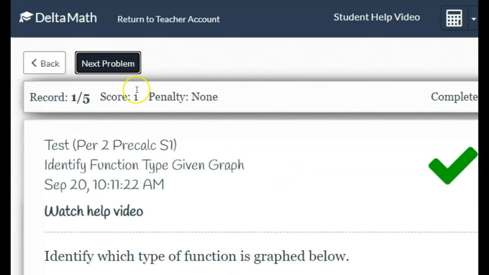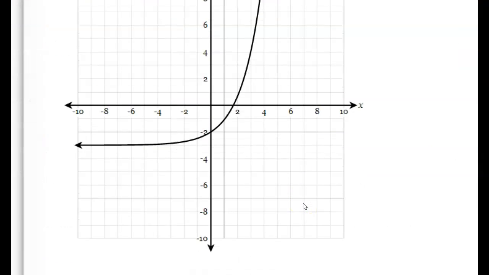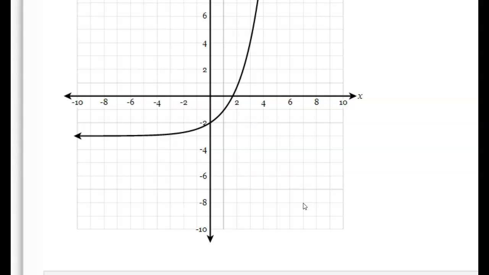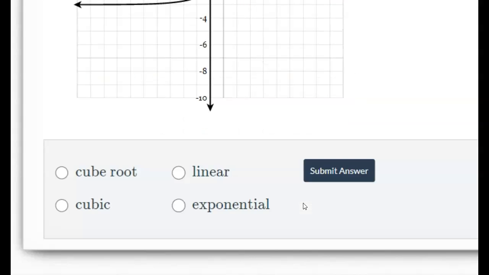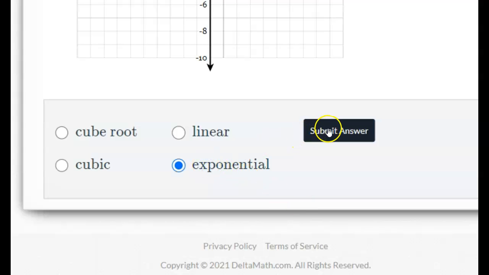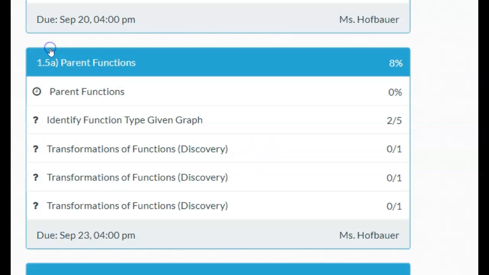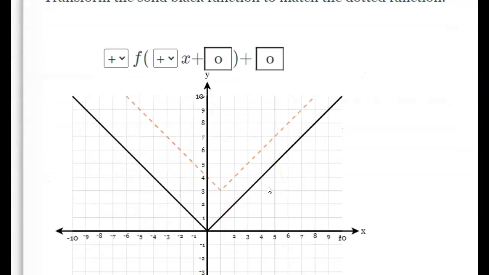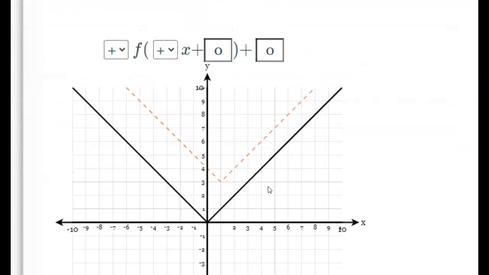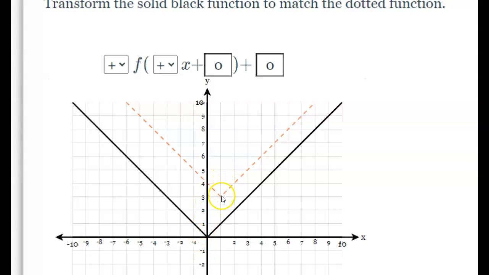What am I looking at? Oh, next problem. So this is, anybody get that one? You can look at your notes, but it is an exponential. You might notice if you look down there what the choices were, that would help too. All right, then there's a couple discovery activities where it wants you to try to figure out how to move the graph to there. And so we have not talked about this yet, so you're just going to have to play around with it, okay?